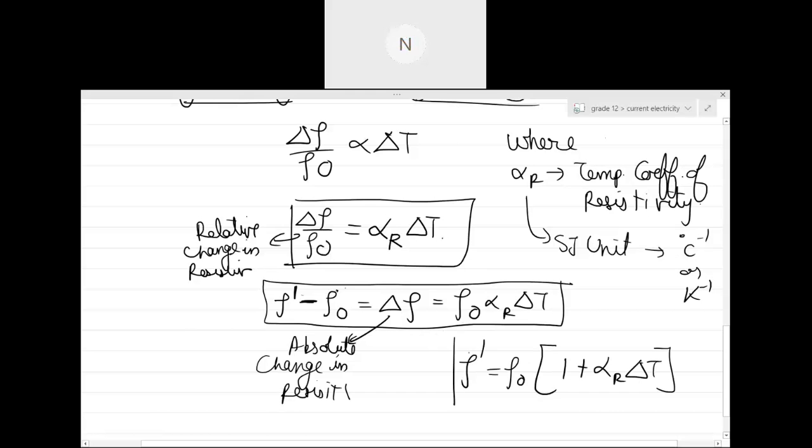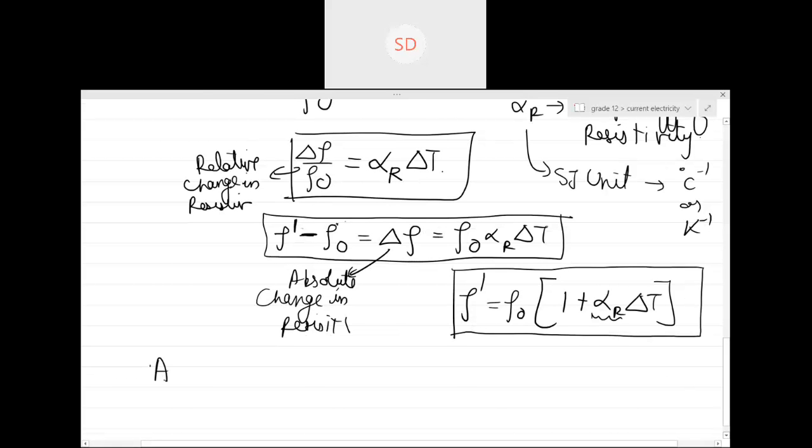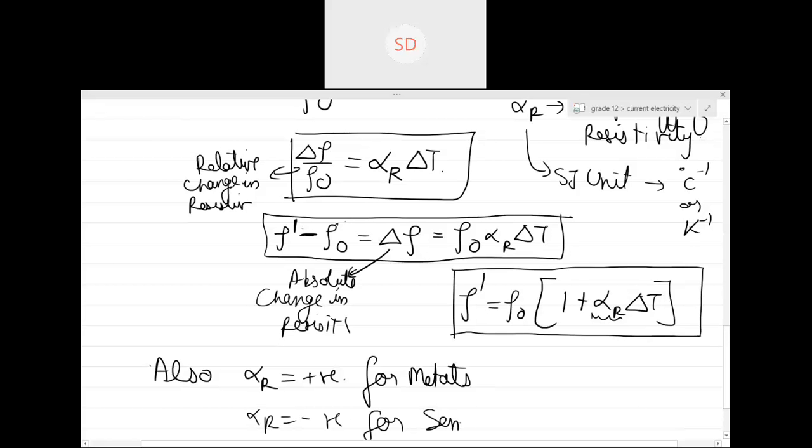Are the formulas seeming similar to thermal expansion? Yes, sir. But please remember, this is not the coefficient of linear expansion. This is the resistivity coefficient. Is this clear? The symbol is the same, but numerically and physically both are different. Also, the value of alpha r is positive for metals and mostly other conductors, but alpha r is negative for semiconductors. Is this clear, guys?